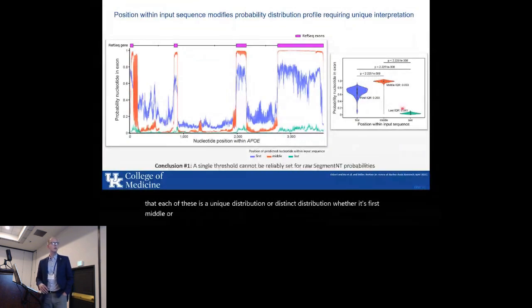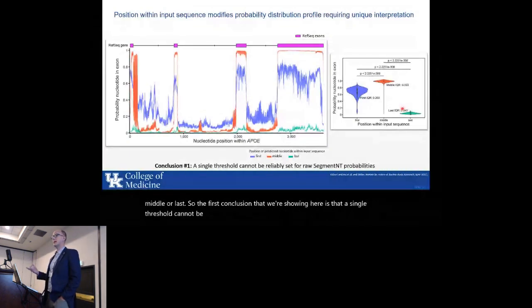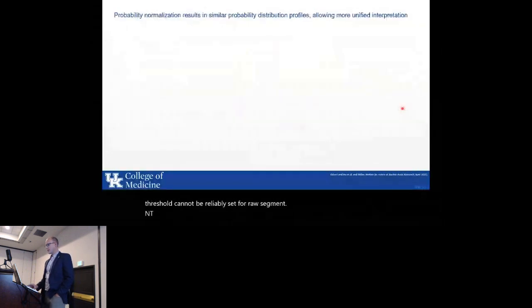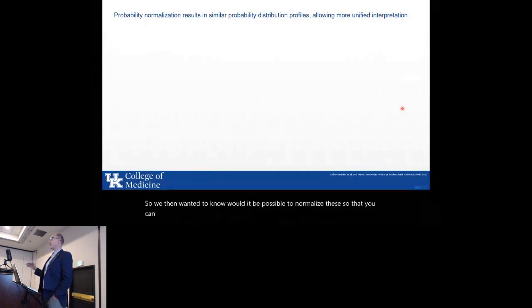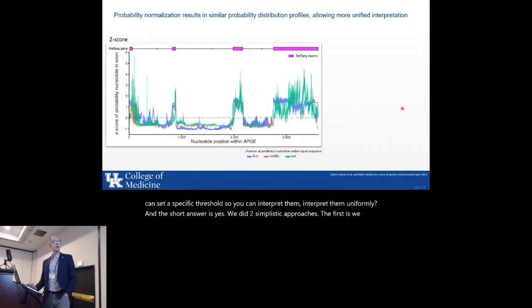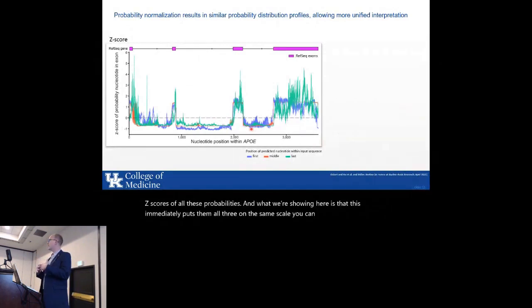So the first conclusion that we're showing here is that a single threshold cannot be reliably set for raw SegmentNT probabilities. So we then wanted to know, would it be possible to normalize these so that you can set a specific threshold, so you can interpret them uniformly? And the short answer is yes. We did two simplistic approaches. The first is we took the z-scores of all these probabilities. What we're showing here is that this immediately puts all three on the same scale. You can look at them, you see the same basic trends.